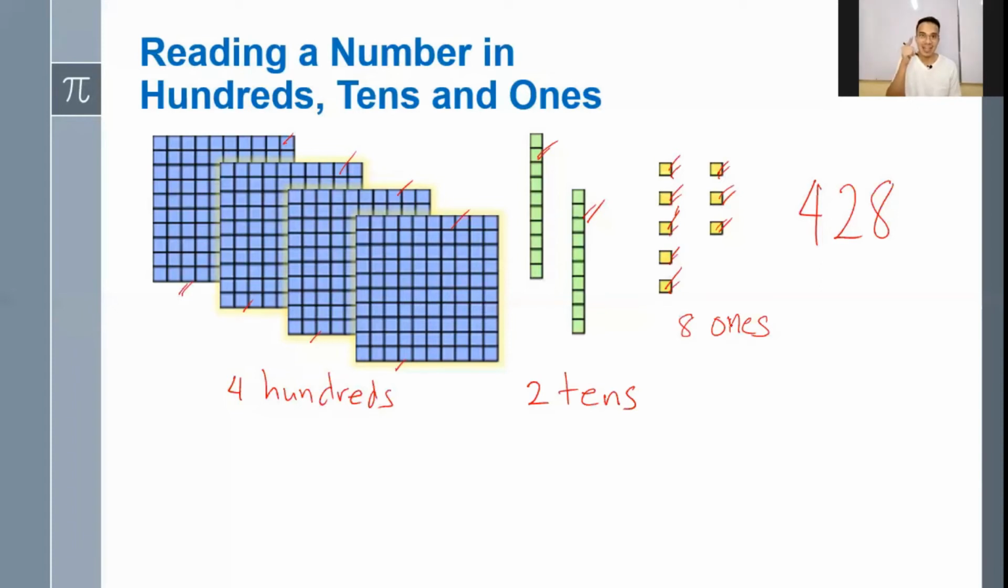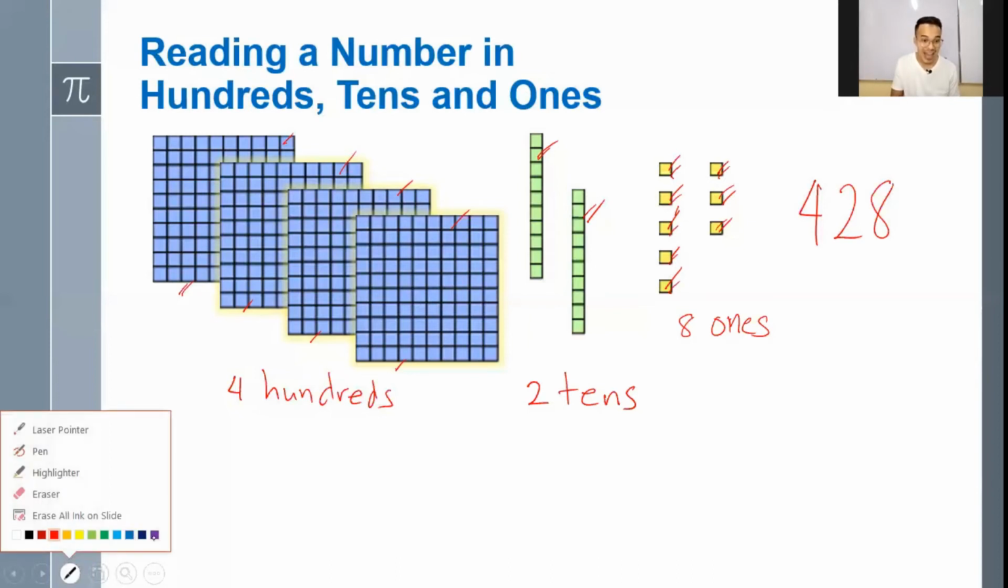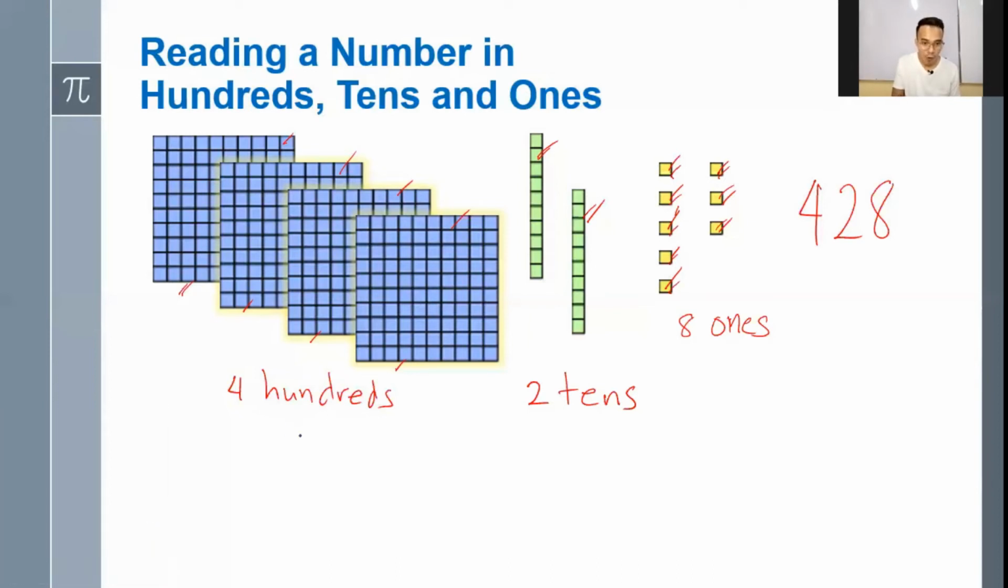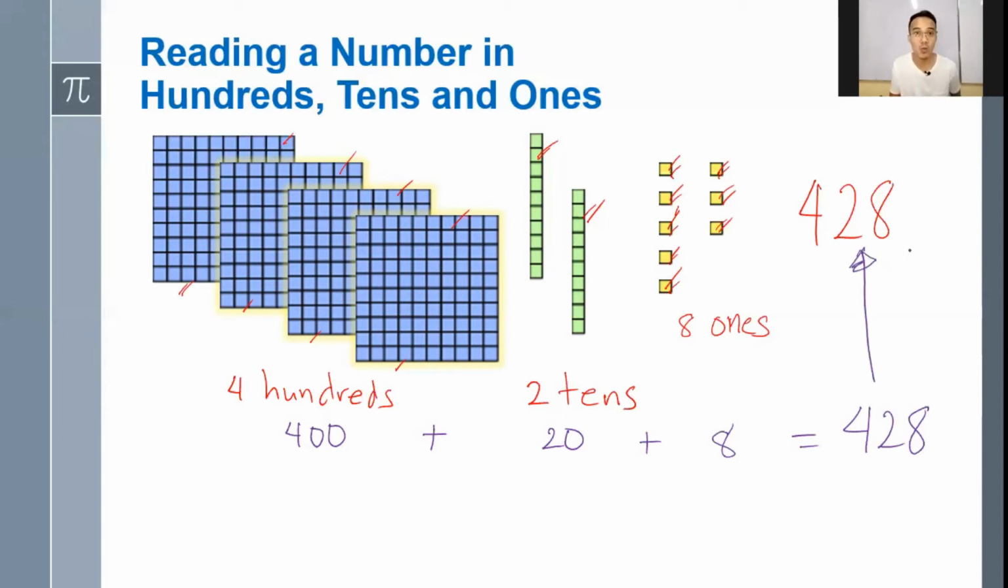Now, when we say 4 hundreds, that is the same as 400, 4 with 2 zeros. 2 tens is the same as 20. If you have 2 tens, that's 20, and 8 ones, that is just 8. Now, if you are going to add 400 plus 20 plus 8, the answer is 428. So our number is still the same. It's still 428.